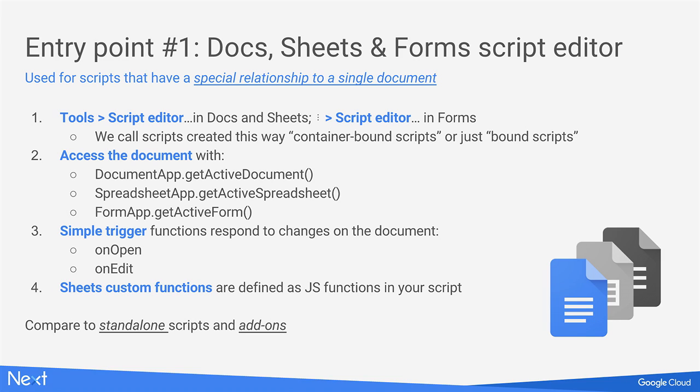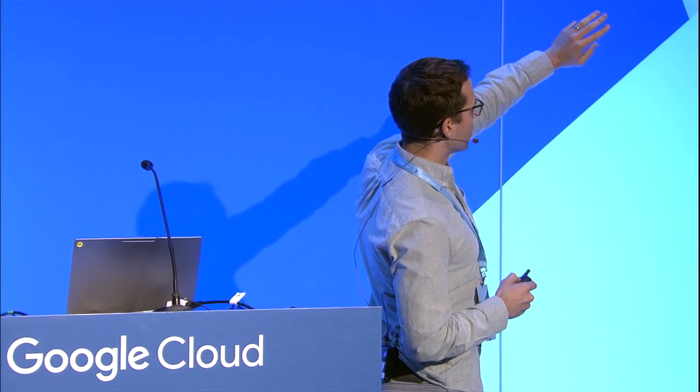You'll use the script editor when you have a script that has a special relationship to a document. And so this is that use case where the sheet is basically the front end to the application, or where you're adding some functionality to a document to build your table of contents, for example. And the way in which that special relationship is captured is with these 3 methods. And so depending on which application you're scripting, you'll call these methods to get an object representing the current document that you can use to act on that document.